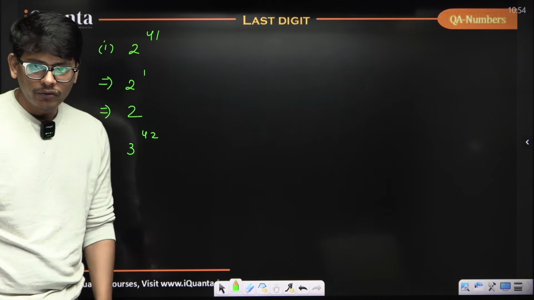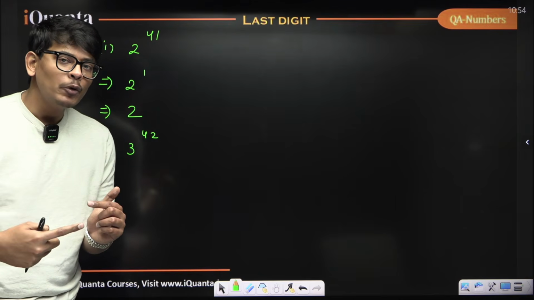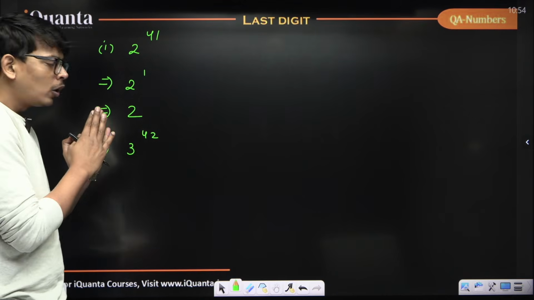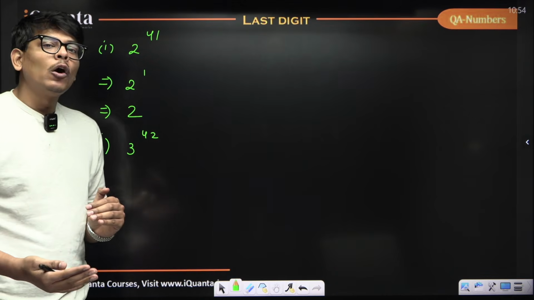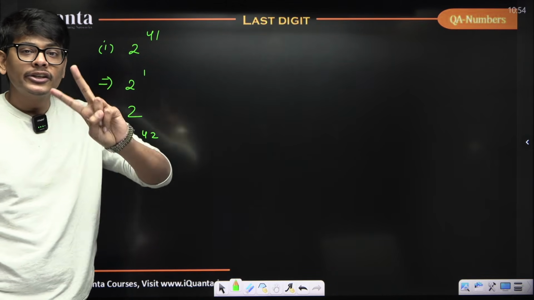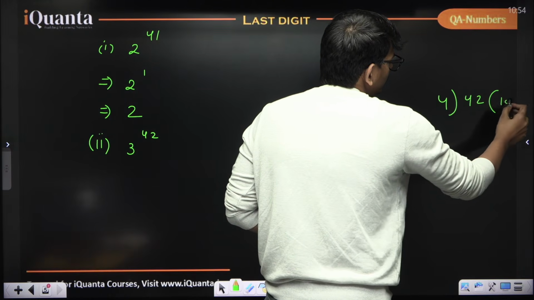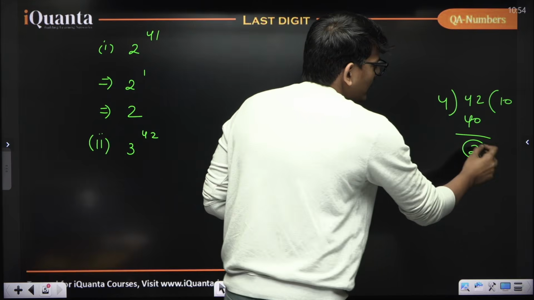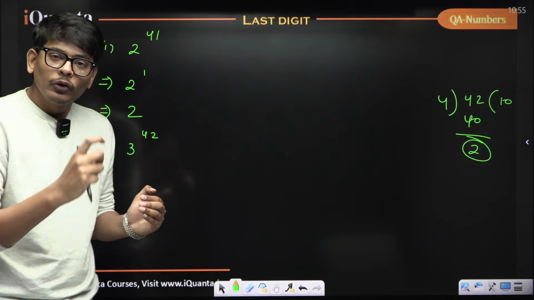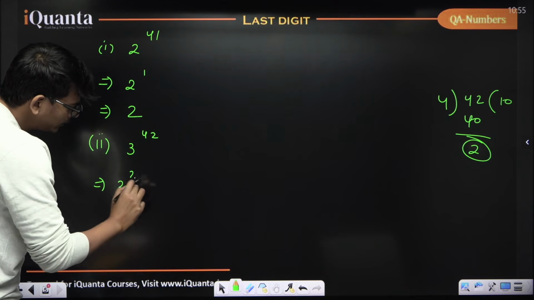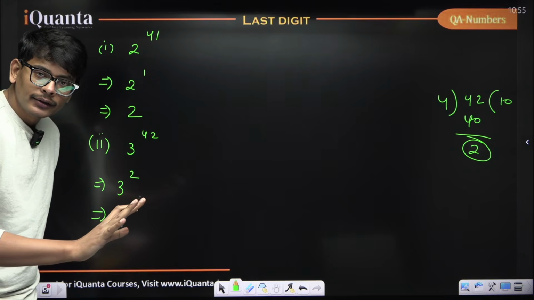3 raised to the power 42. Again, you will ask the same question to yourself. Is power multiple of 4? Power is not a multiple of 4. Why it is not a multiple of 4? Because there is 2 extra. Let me check this for you here. 2 extra, or 2 remainder. So you have to solve for the remainder part only. So 3 square. Answer is 9. That's it.